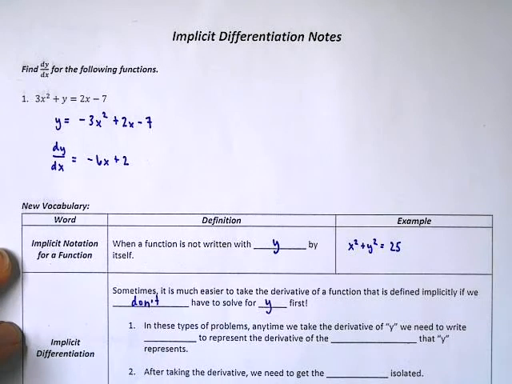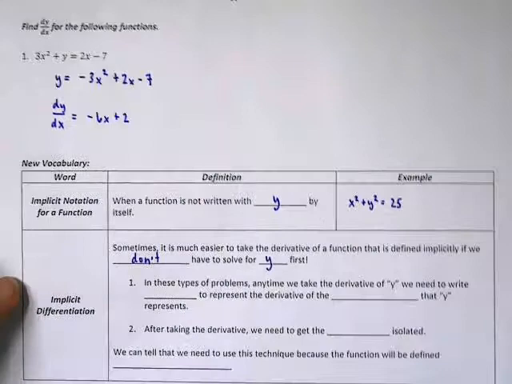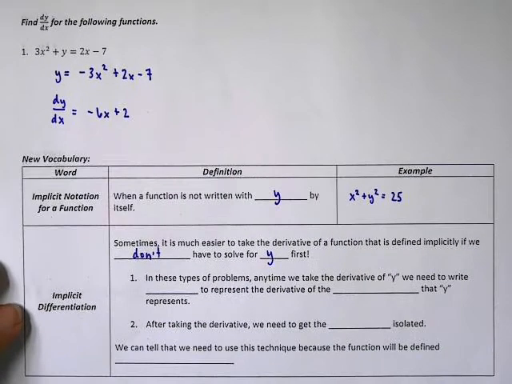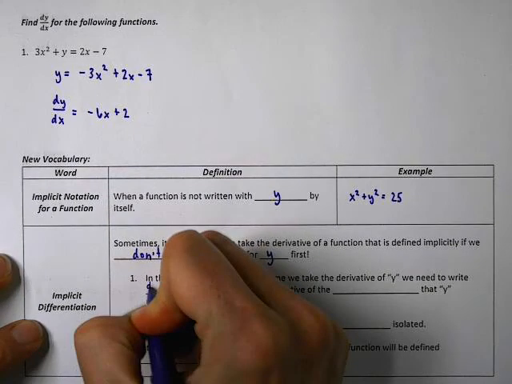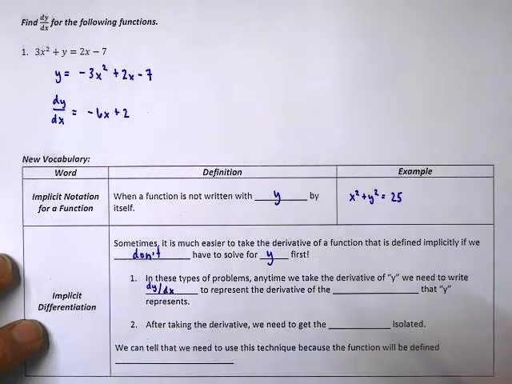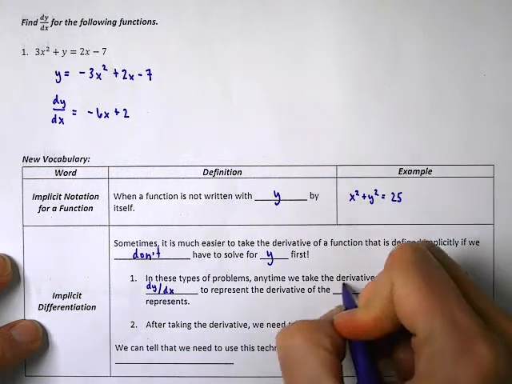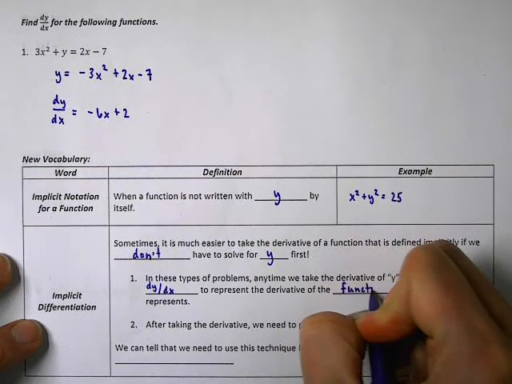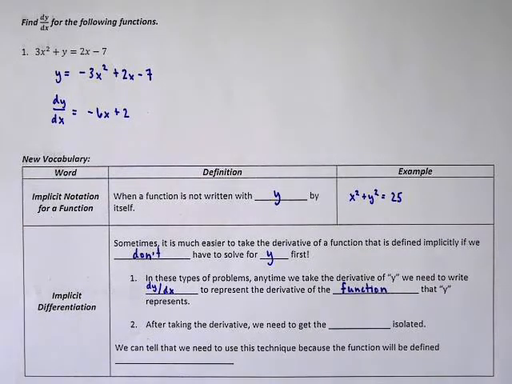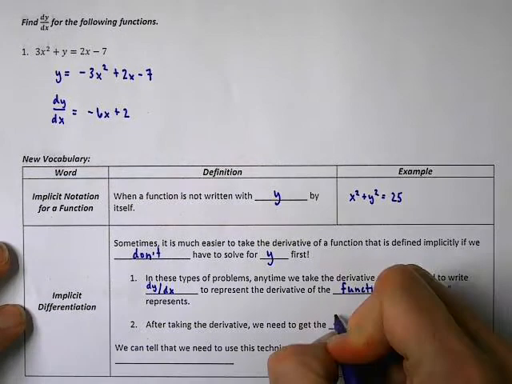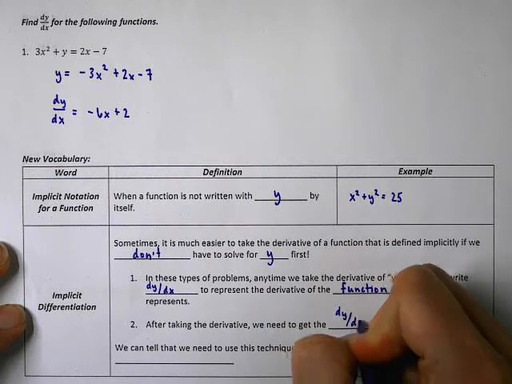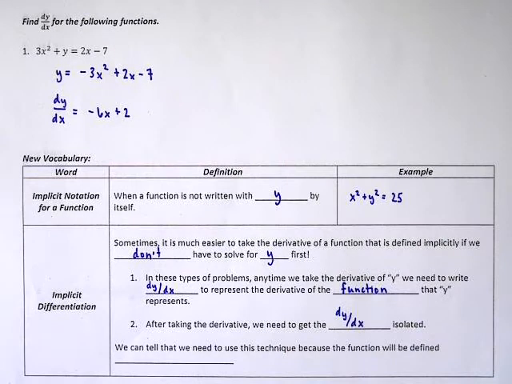And this is where implicit differentiation comes in. In these types of problems, anytime we take the derivative of y, we need to write dy dx to represent the derivative of the function that y represents. We'll talk about this when we get into some problems, but there's some chain rule going on here. Once we're able to take the derivative, we need to get the dy dx isolated, because that's what we're trying to find the value of.